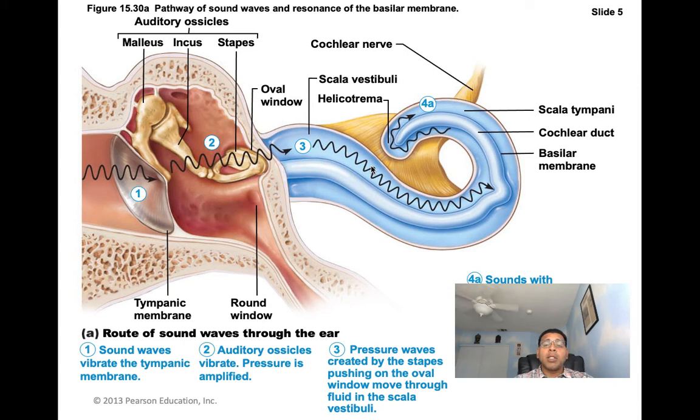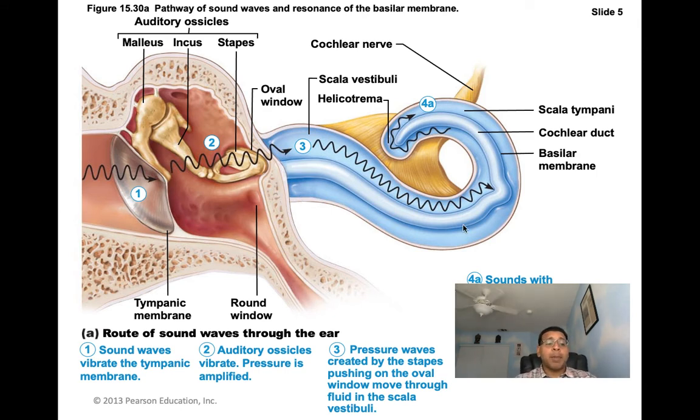Next, let's talk about sounds of very low frequency. They create pressure waves that take the complete route through the cochlea, meaning they go up the scala vestibuli, around the helicotrema, and down the scala tympani back towards the round window. These low-frequency sounds do not activate the spiral organ, and so they are below the range of hearing.